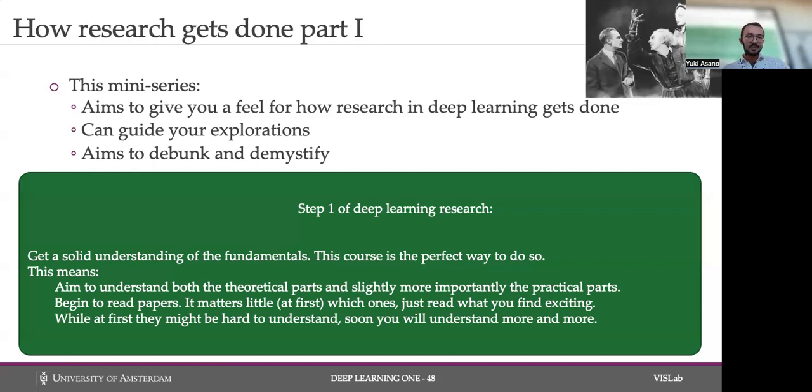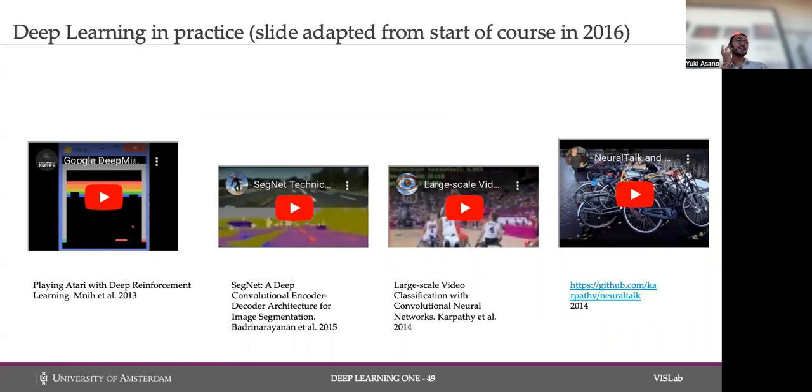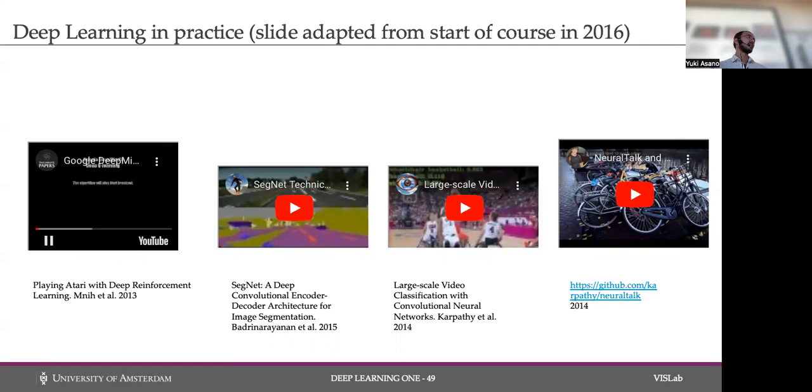Going back to deep learning in practice. So this was fun. While preparing the deep learning course, I looked at the slides from 2016. And this slide was meant to show you what amazing things deep learning can do. For example, there's this one, which maybe you've seen, maybe you haven't. It says Google DeepMind Deep Q Learning. This is an algorithm that has learned to play Atari games using what's called reinforcement learning. And it's from 2013.